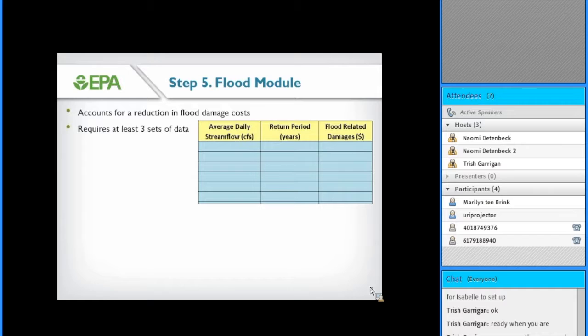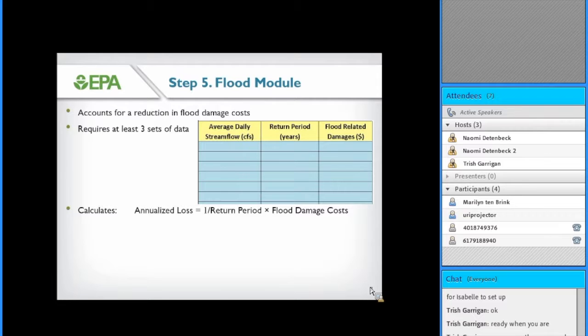So what does the flood module require? It requires at least 3 sets of data points. The sets of data are average daily stream flow, return period, meaning how often that size flood flow happens, and what is the associated damage with that flood flow. For example, if you have 50 CFS and it comes every 5 years and it causes $1 million in damages, that would be one set of data points. And we require at least 3 sets of data points. In one moment, Elisa will cover how to derive these input data.